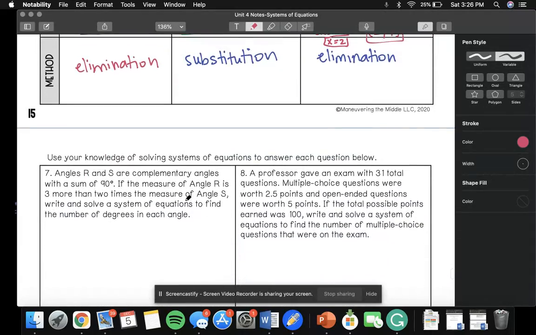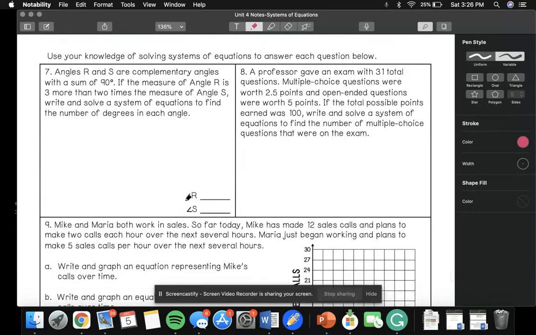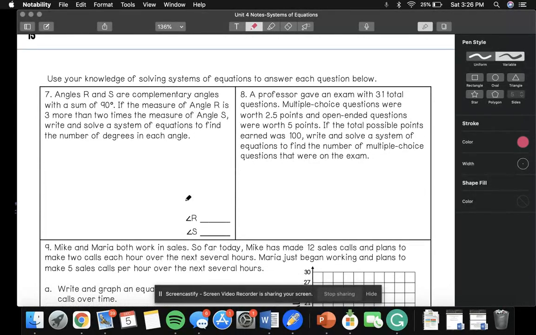Okay. And then on the back page, we just have word problems, again, putting all of this together. So angle R and angle S are complementary angles. That means it has a sum of 90 degrees. If the measure of angle R is 3 more than 2 times the measure of angle S, write and solve a system of equations to find the number of degrees of each angle.